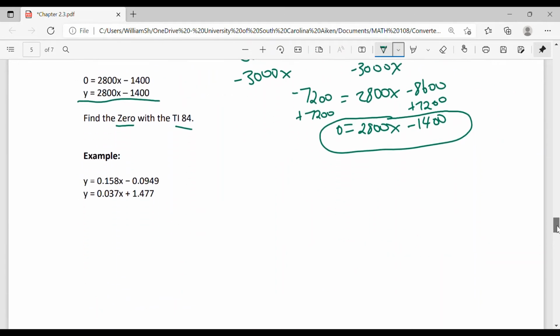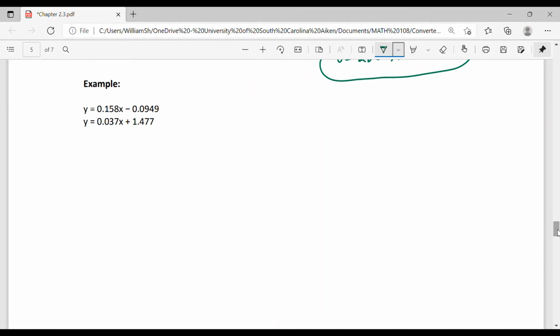Very easy. Now we have another example here with y's and x's. It's set up as y equals 0.15x minus 0.0949 and y equals 0.037x plus 1.477. Should look familiar. We solved it earlier. Now we're going to solve it graphically. So we're going to let the first one be our y1 and the second one be our y2. And we're going to use method 1. I'm not going to go into solving and using method 2 here. Method 1 is a whole lot less work, and that's what we're going to do. So meet me back over at the calculator, get yours ready. I'll see you there in just a second.